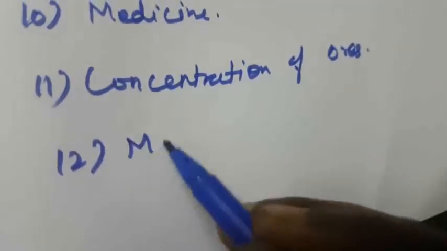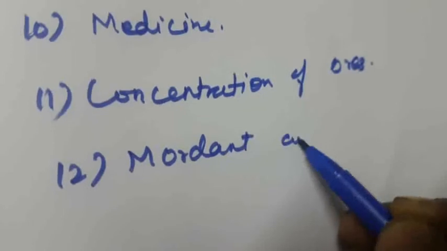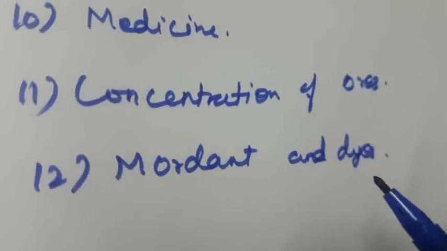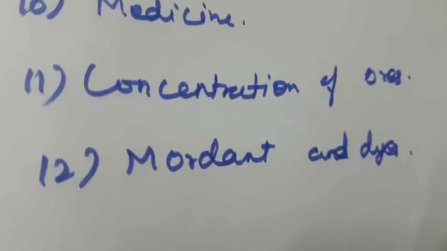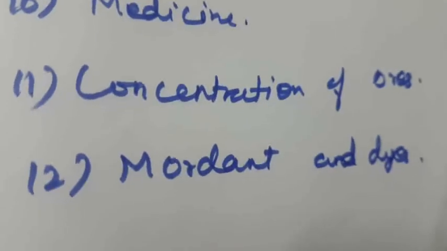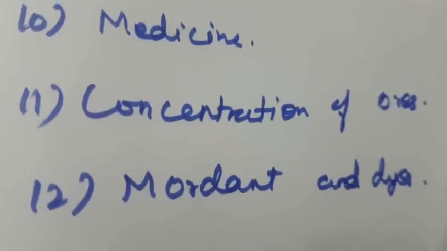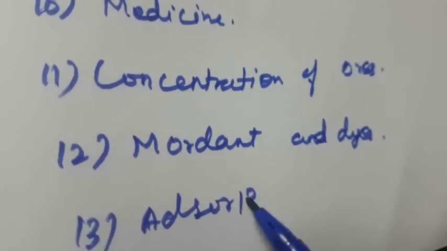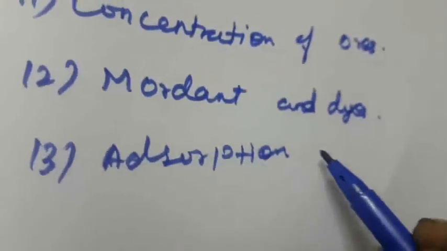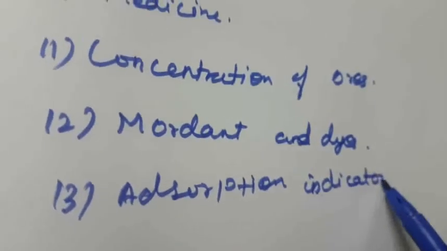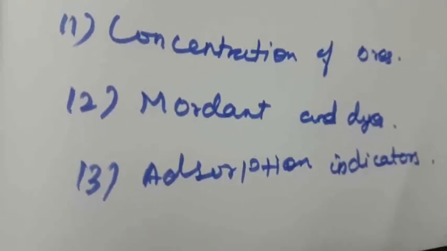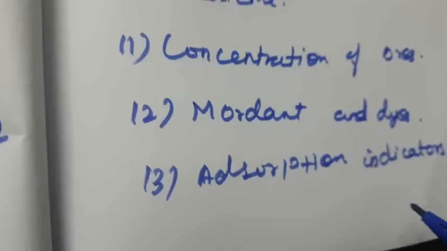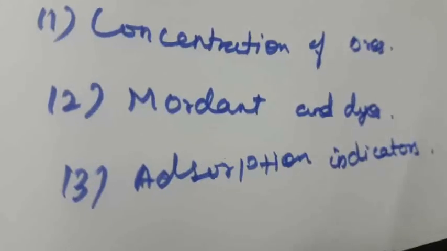Next one is mordant and dyes. What is meant by dyes? In the modern world, fabrics are dyed, and the dyes are adsorbed on the surface of the fabrics. When we look at our clothes, each one has a color. Another one is the adsorption indicator. In precipitation, the end point is indicated by an external indicator, where the color change occurs as the indicator is adsorbed on the precipitate. This is also another application.